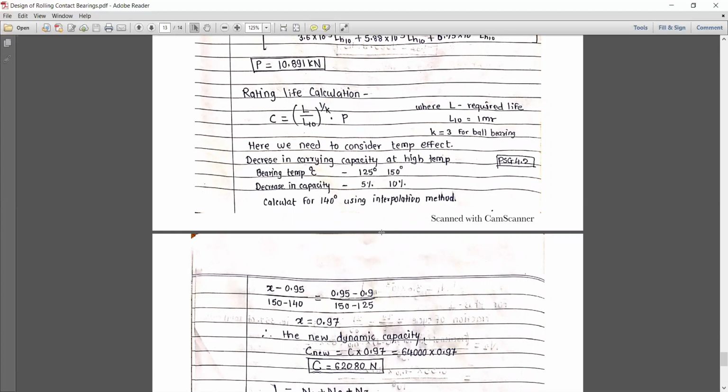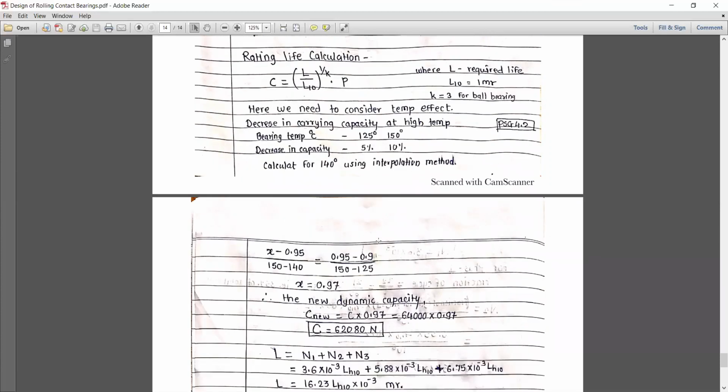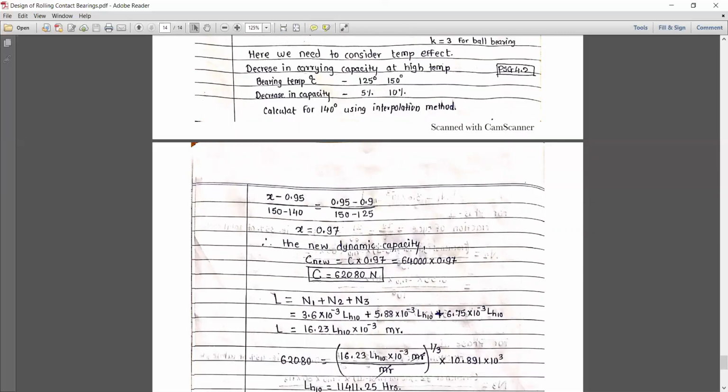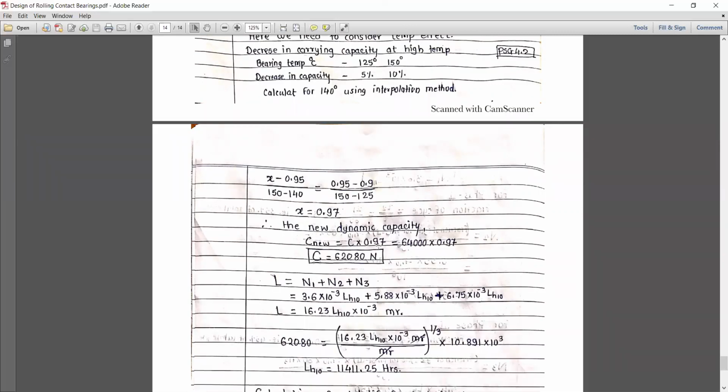One more factor which we need to consider is the temperature variation or effect of temperature. So in the PDF page number 2 at the bottom they have provided a table where the temperature increases and the percent capacity decrease is provided. For 125 degree the 5% capacity gets reduced. For 150 it is 10%, but our value is 140 degree. Through the interpolation method we have calculated that the total value gets reduced by 3%.